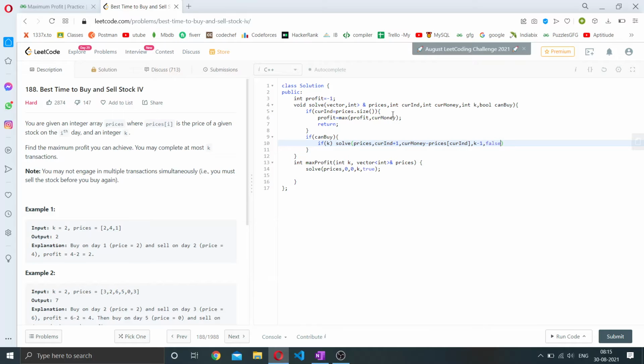And we have the option of not buying again. We don't buy at this time, and we can buy at another index, like in the future. So we don't buy at this time, so our current money remains the same and our transaction count remains the same, and we can buy again.